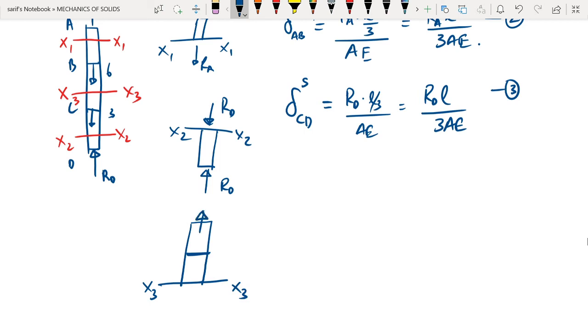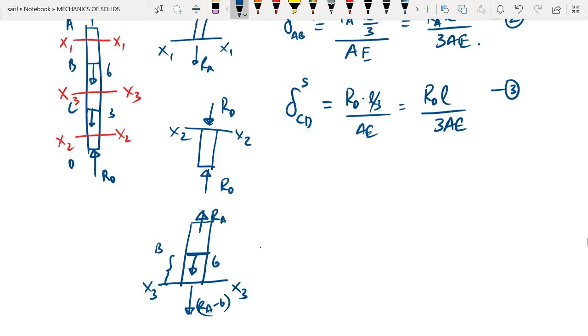You have a reaction RA in the upward direction and a reaction 6 in the downward direction. So if we assume RA to be the greater value, the net reaction is going to be RA minus 6 in the upward direction. So we should have RA minus 6 in the downward direction for equilibrium, which means we are assuming that this region BC is undergoing elongation, or it is under tension.